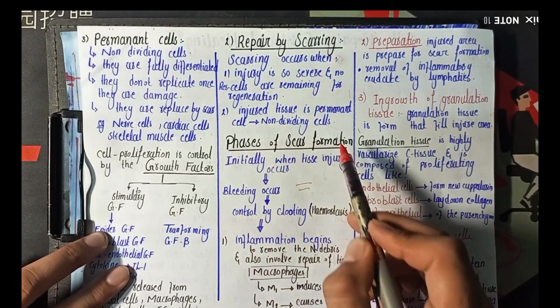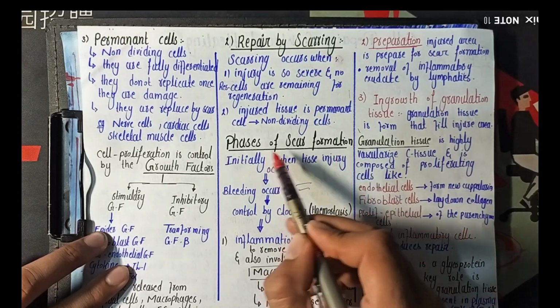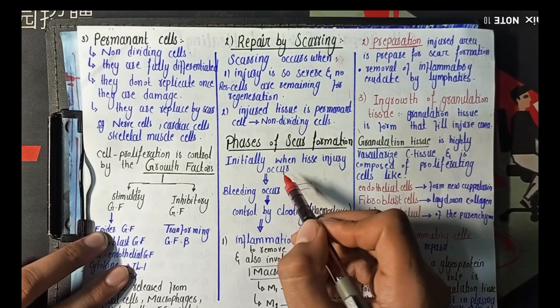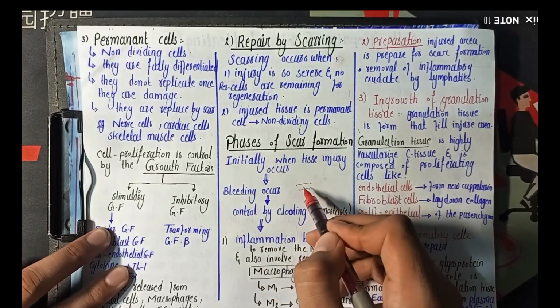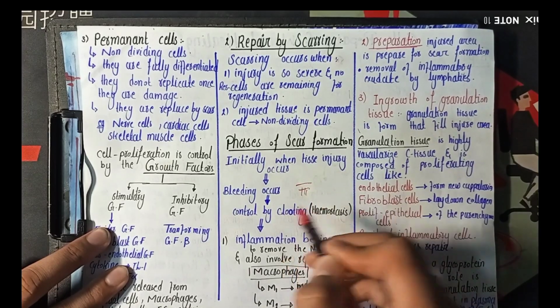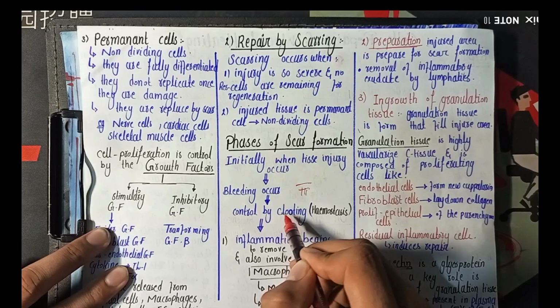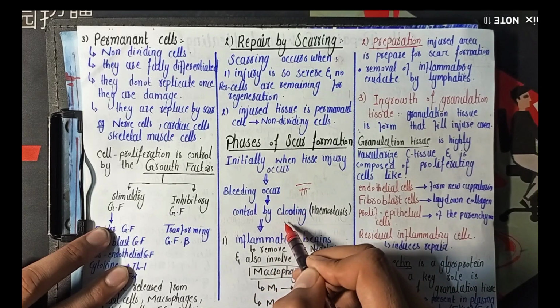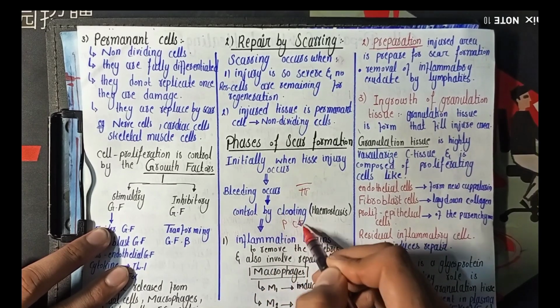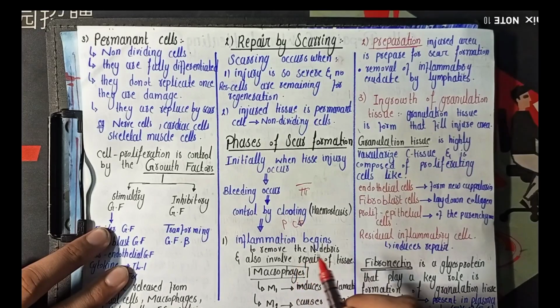अब हम बात करते हैं about the phases of the scar formation or the steps involved in the scarring. Initially जब हमारे साथ एक tissue injure होता है तो वहाँ से हमारे साथ क्या होती है, bleeding होती है, and this bleeding is controlled by the process of the coagulation, and the coagulation occurs due to activation of the platelets and the clotting factors that causes the formation of a blood clot.